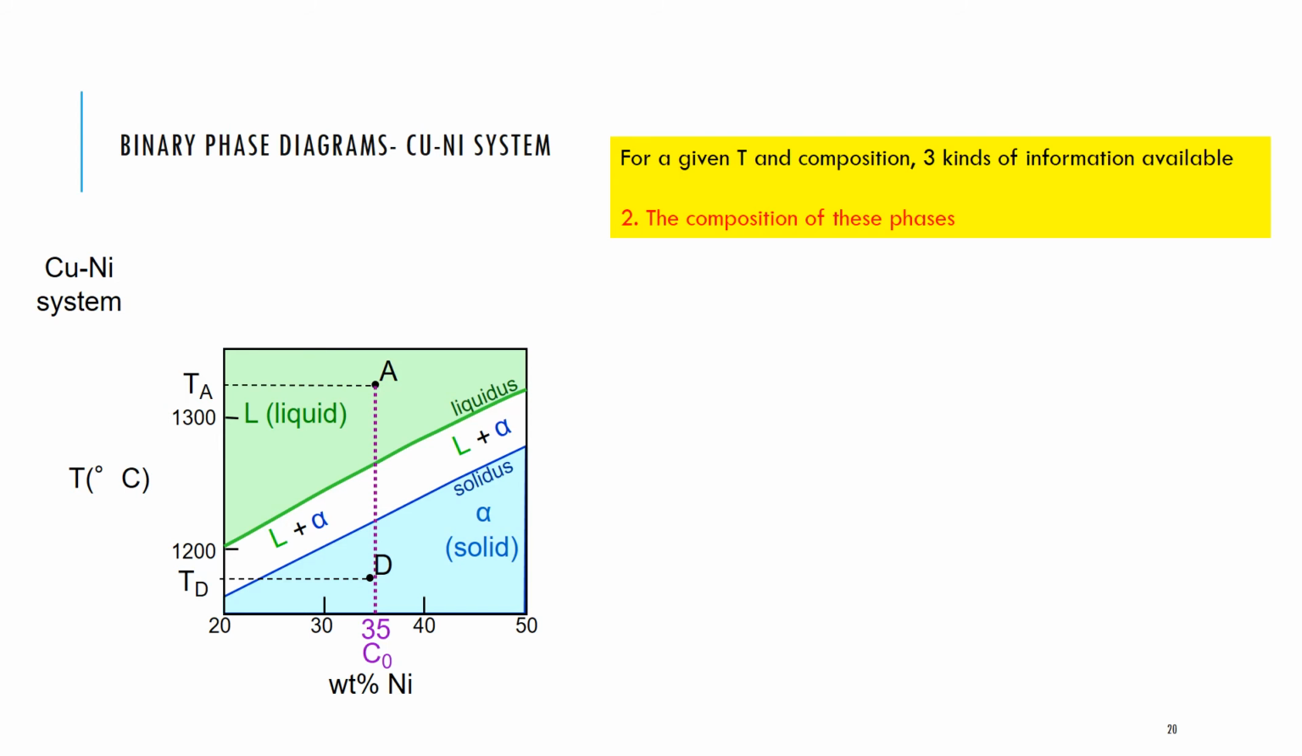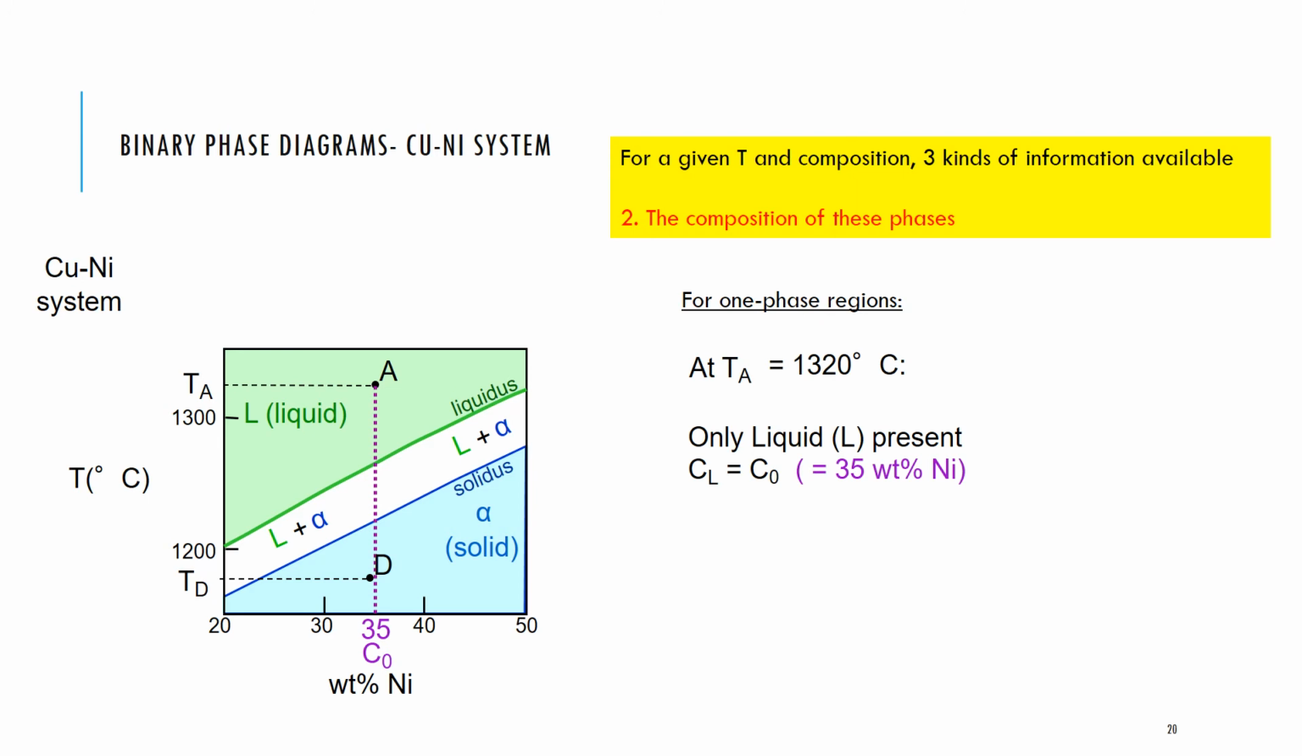Now I can also work out the composition of these phases, and this requires a little bit more detail. For the one phase regions, I know that there is only one phase present. So for example, at a temperature of 1320 degrees Celsius, there is only the liquid phase present, one phase, and when we have a one phase region, the composition of that phase can be read from the x-axis. So the composition of that phase is 35 weight% nickel. Similarly, if I were to lower the temperature of that system down to 1190 degrees Celsius, I now have just one phase, it's the solid alpha phase, and I can measure the composition of that phase from the x-axis yet again, which is 35 weight%.